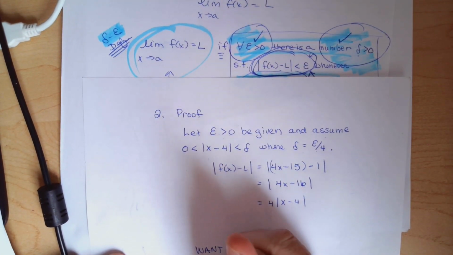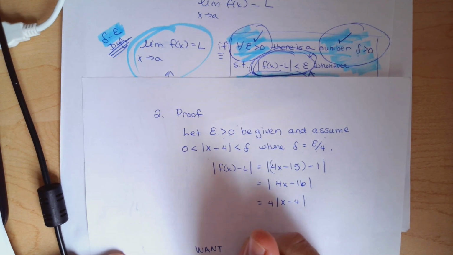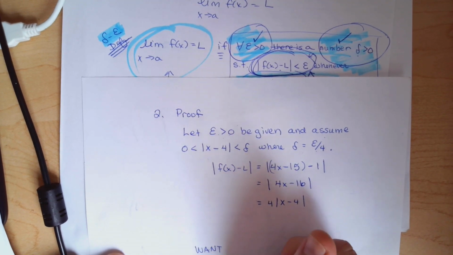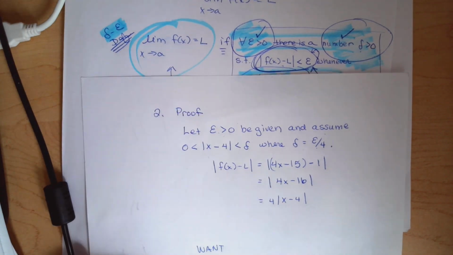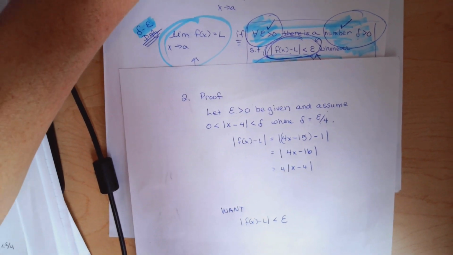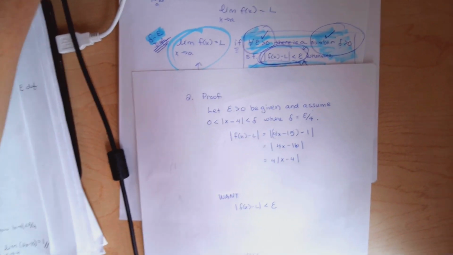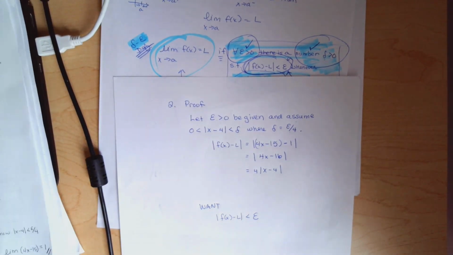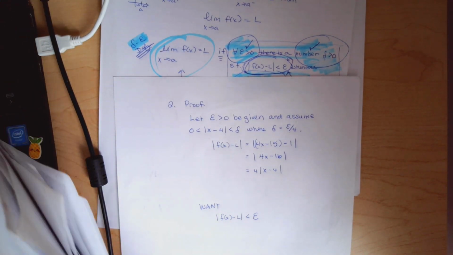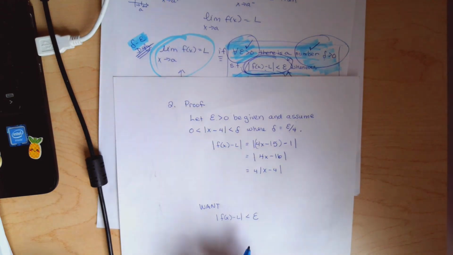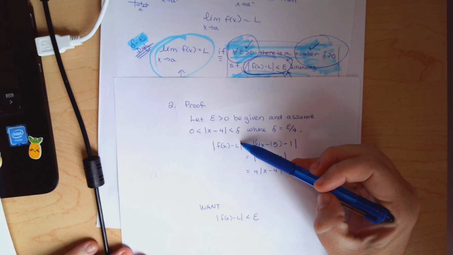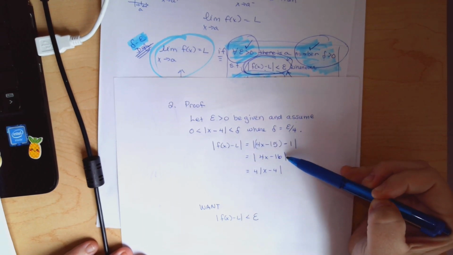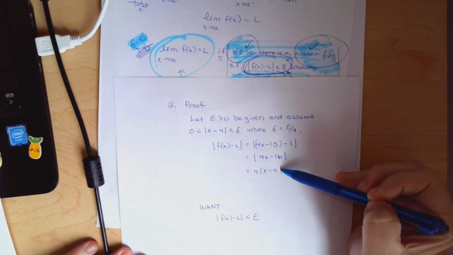right? I want a statement |f(x) minus L| less than epsilon, right? That's what I'm going for. It's often helpful for me to write down what I want, right? What are my goals here? What am I striving to get? Well, this is what we want, okay? Right now, we've started with |f(x) minus L| when we wrote down what that equals, and we've gotten to this point.